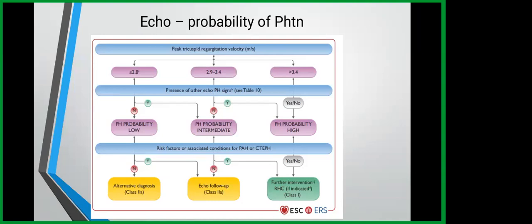Okay, we've talked about the echo signs, but I will tell us in the next slide how the echo signs are classified. Just that alone, 2.9 to 3.4 is intermediate. If there are risk factors or associated conditions, that person should get a right heart cath. If there are no risk factors, the person should just be followed up with echo. But if the TR velocity is high, more than 3.4, the probability of pulmonary hypertension is already high, and that person should move straight to a right heart cath.